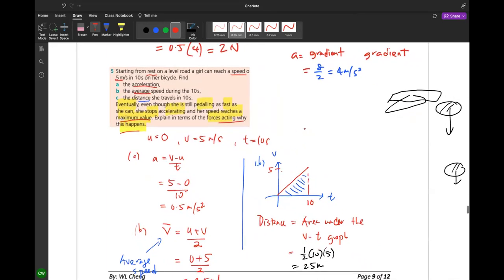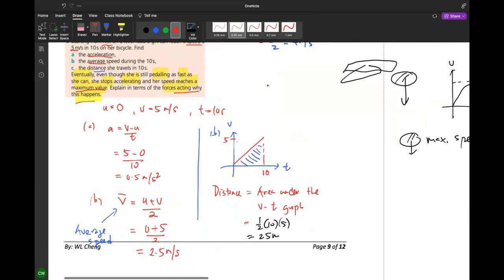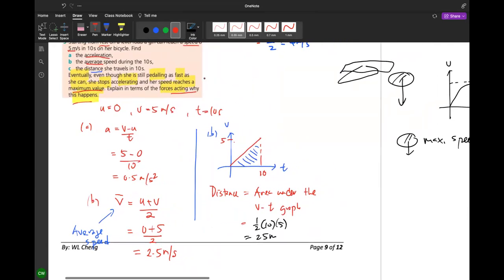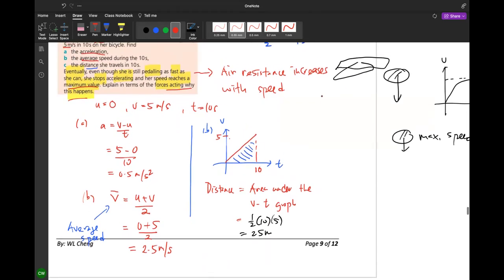So this one you have to explain because of the air resistance increases with speed. Air resistance increases with speed.